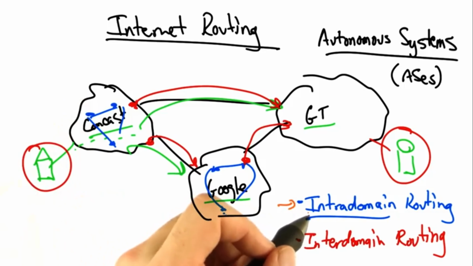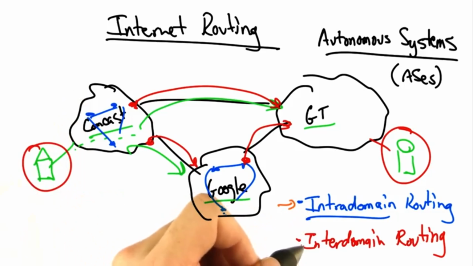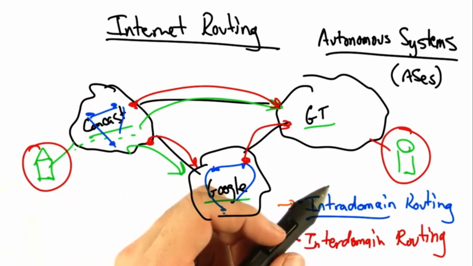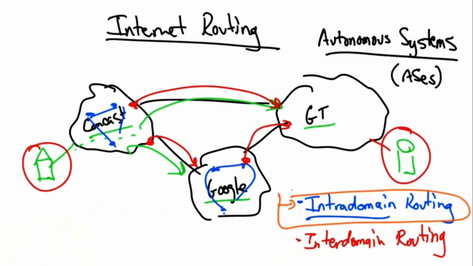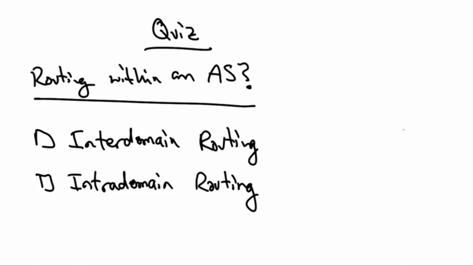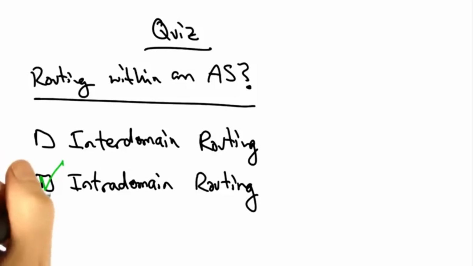In this part of the lesson, we'll look at intra-domain routing. Then we'll study inter-domain routing as well as the business relationships that make inter-domain routing so complicated. So let's jump into our study of intra-domain routing and topology. As a quick quiz, which of the following types of routing protocols are responsible for routing within an autonomous system? Intra-domain routing protocols are responsible for routing within an autonomous system. Inter-domain routing protocols, on the other hand, are responsible for routing traffic between autonomous systems.